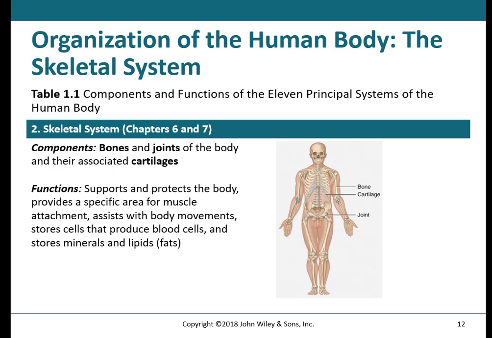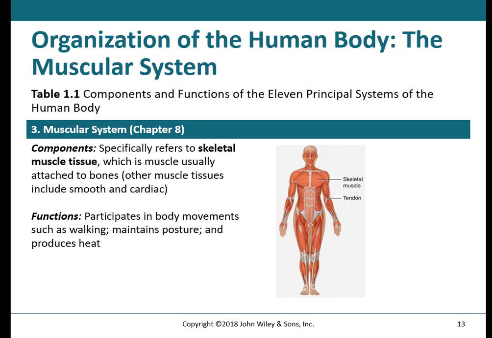Another important thing is that bones help store minerals, so it's a very good source of storing our phosphate and calcium for the body, and it also produces the blood cells. So blood cells are produced in the skeletal system, not in the cardiovascular system. The blood cells themselves are part of the cardiovascular system, but they're made in the skeletal system.